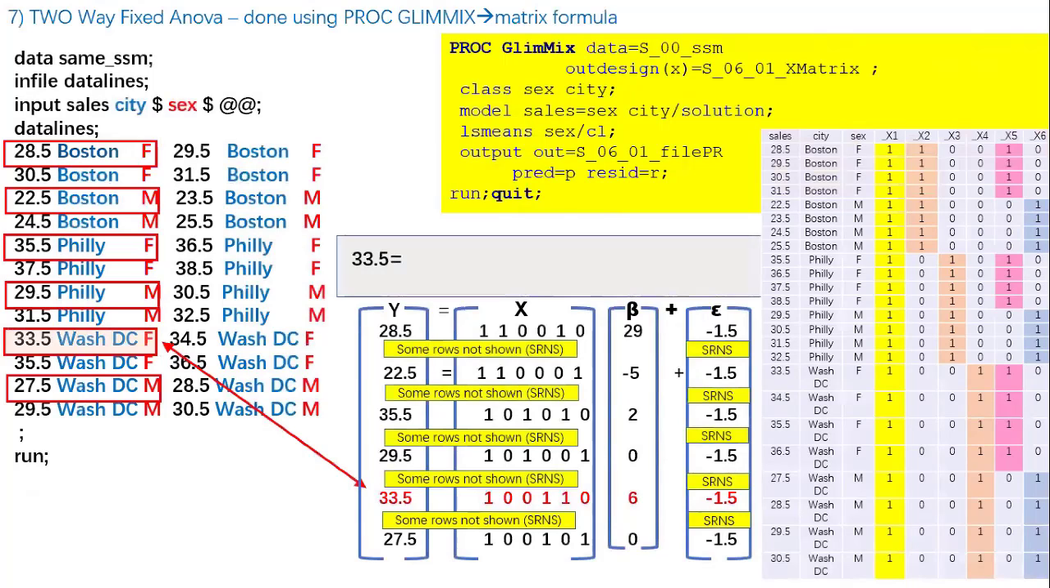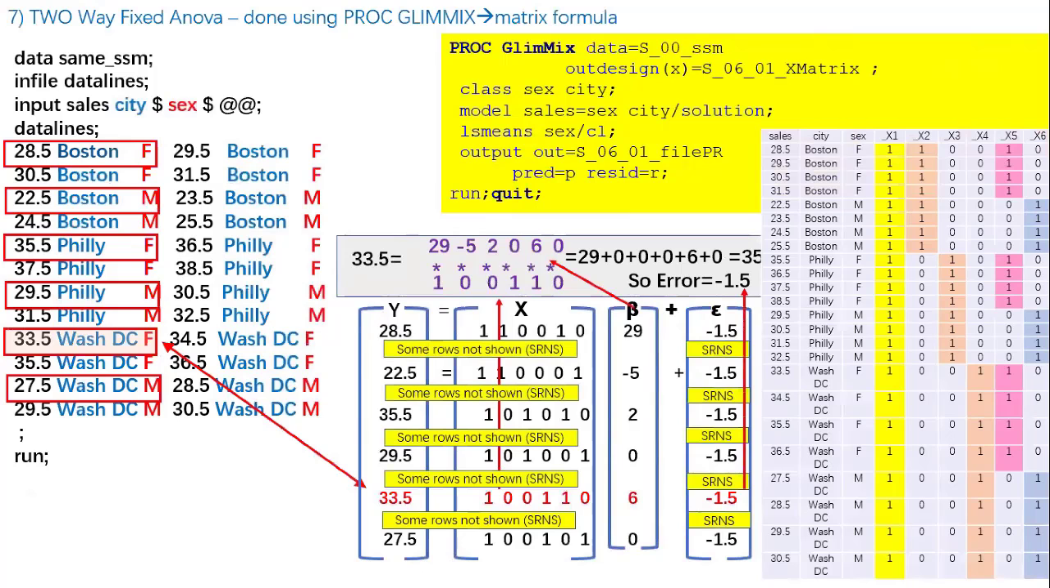And the next example is about Washington, D.C. for female, and the value is 33.5. And when we use this formula to calculate, it equals 35. So the error is negative 1.5.